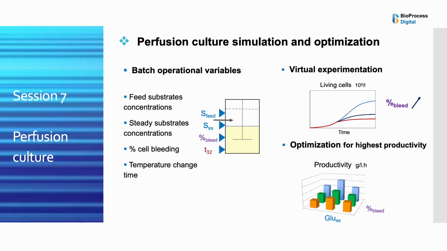Optimizing perfusion culture involves several key operational variables, including the substrate concentrations in the feed medium, the target steady-state concentrations of glucose and glutamine, the cell bleeding percentage, and the time of temperature change. Through virtual experimentation, you will evaluate how these parameters influence cell growth and antibody production under continuous perfusion conditions. The session concludes with the identification of the optimal set of operating conditions to achieve maximum antibody productivity.